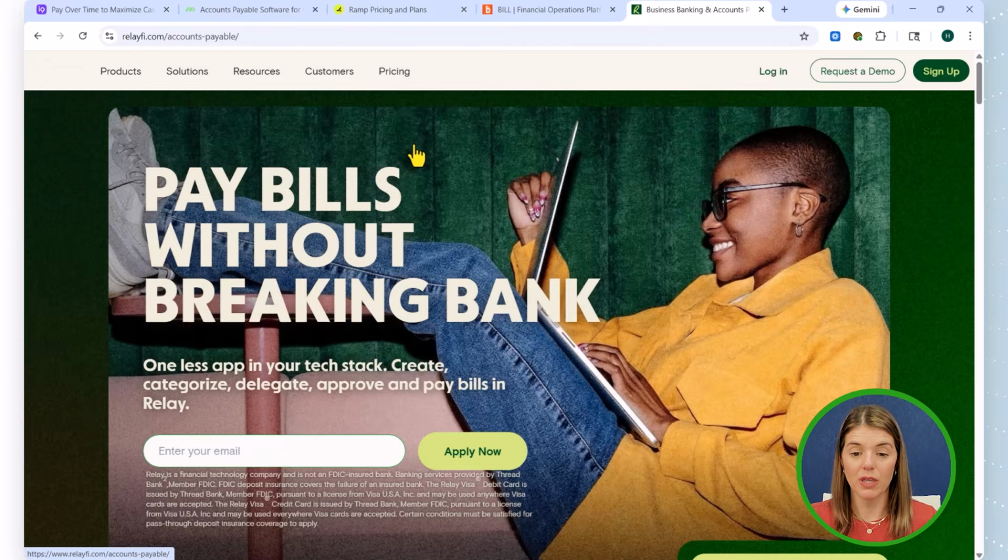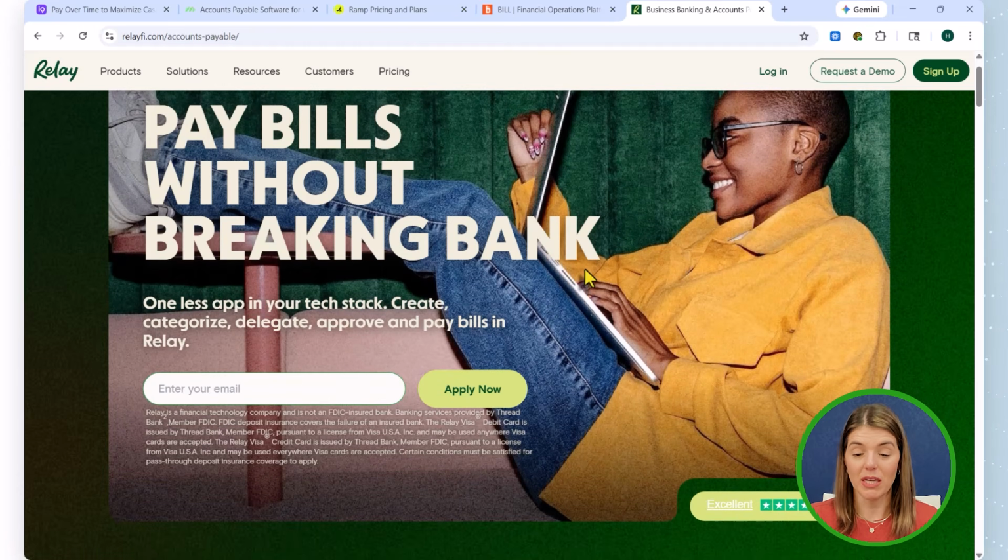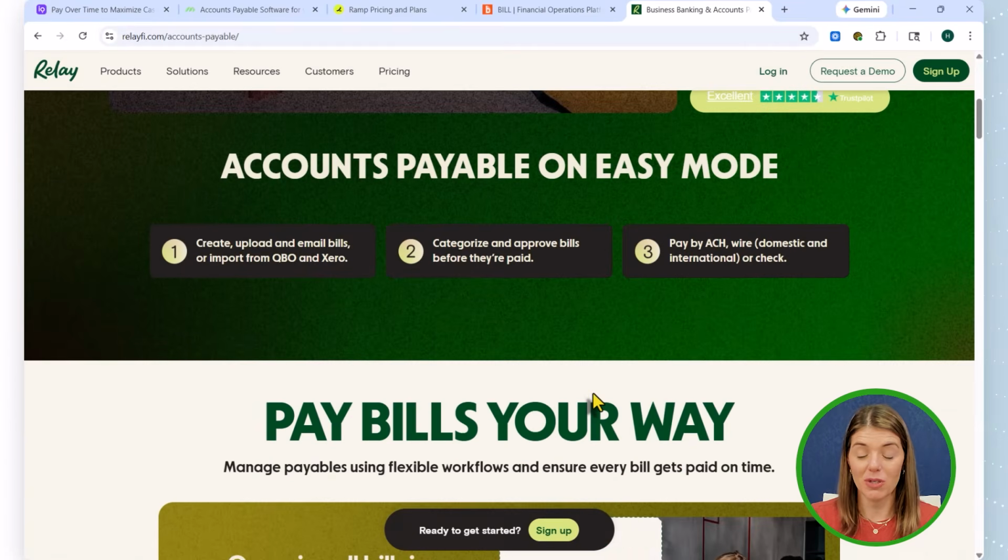So for example here, the accounts payable solution, you can pay bills without breaking the bank. There's actually no transaction fee to send a regular ACH, and there's also, from what I can tell, not a limit on how many I can send per month. Now, I come nowhere near any of those higher volumes, but it's really easy to just set up a payment. I can create a bill and I can import from QuickBooks Online. I can categorize those bills before they're paid, and I can pay by ACH or wire payment, or I can send a check.